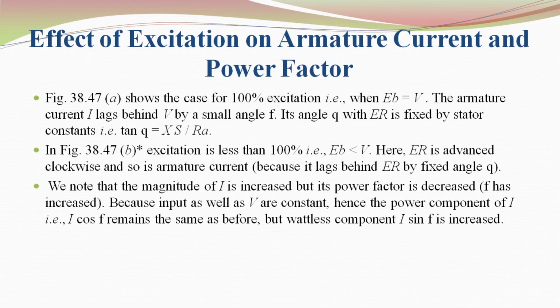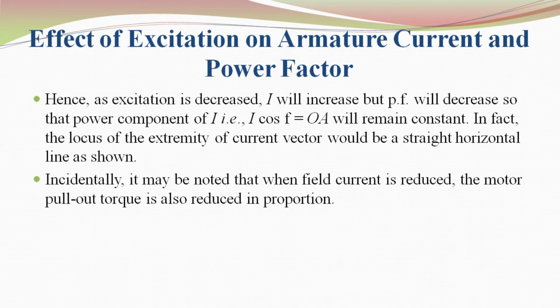Er is advanced clockwise and the armature current is also advanced clockwise. So the magnitude of I will be increased but its power factor is decreased. Because input as well as V are constant, the power component of I, that is I cos phi, remains the same as before, but the wattless component I sin phi will be increased. So excitation is decreased and I will increase but power factor will decrease. So the power component, that is I cos phi equal to OA, will remain constant.